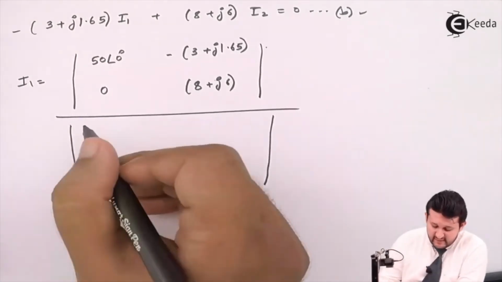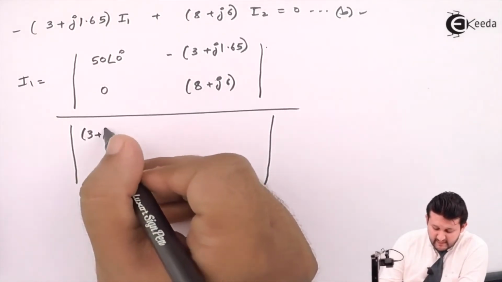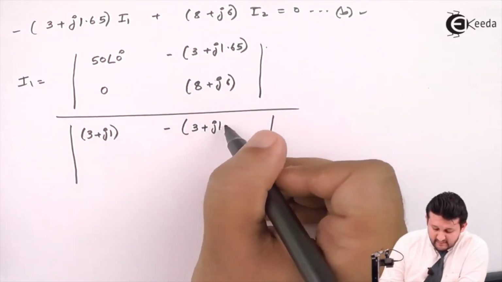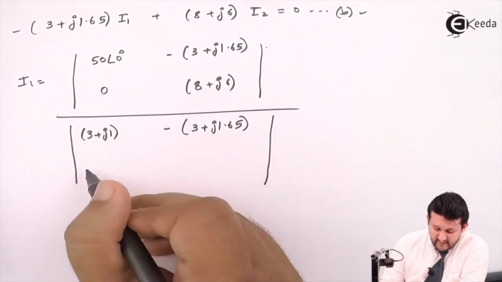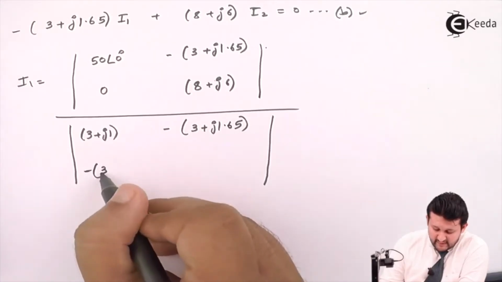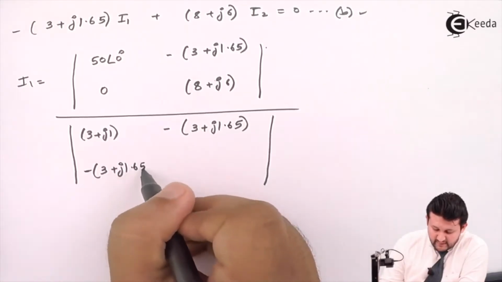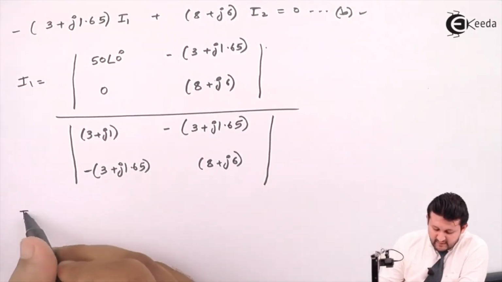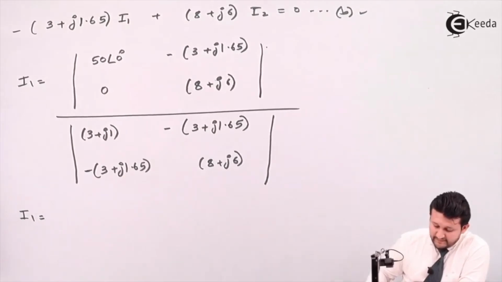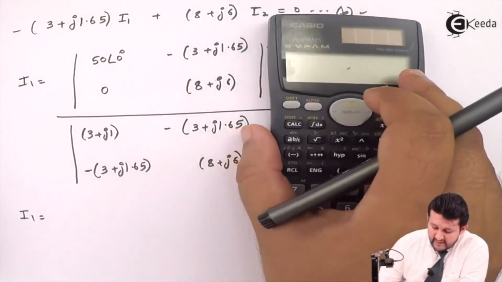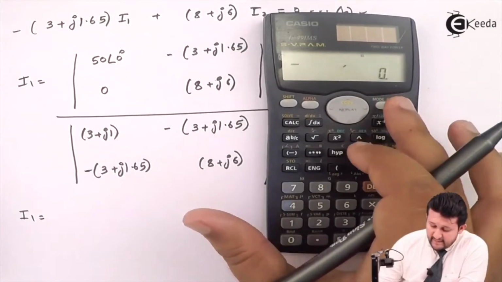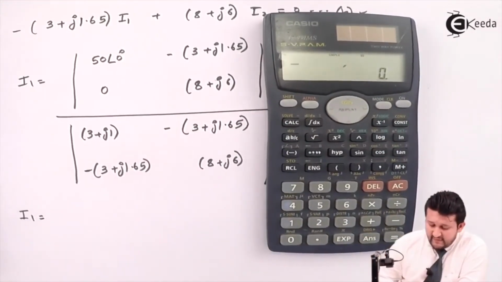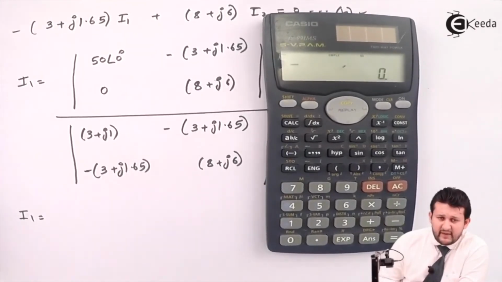Only the change will be in terms of the numerator. So in the first equation, the coefficient of I1 is 3 plus j1, and of I2 is minus 3 plus j1.65. In the second equation, the coefficient of I1 is minus 3 plus j1.65, and this will be 8 plus j6. Simplify it by using a scientific calculator. Since you have a j term, you need to use complex form. So let's simplify only the numerator, then the denominator, then divide both terms.